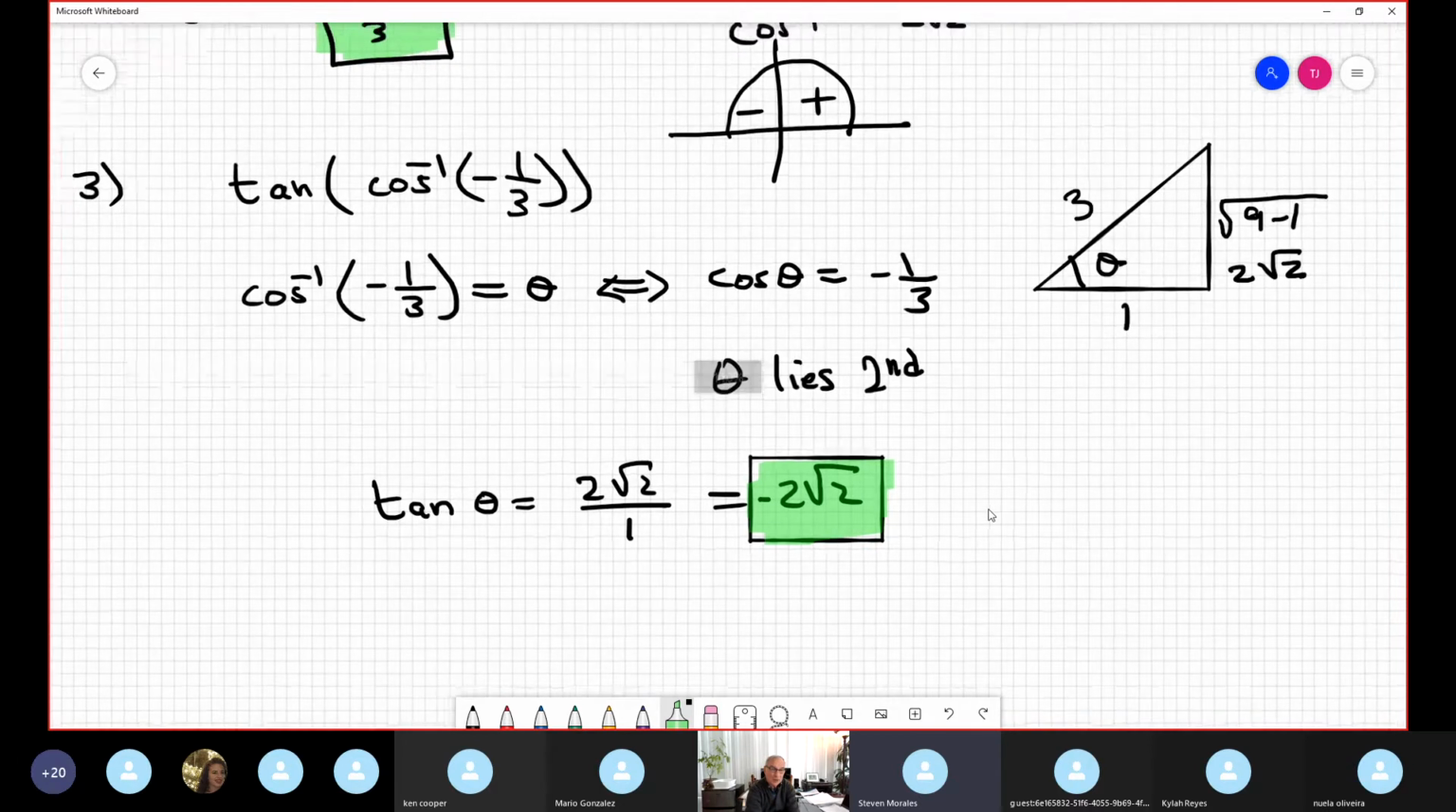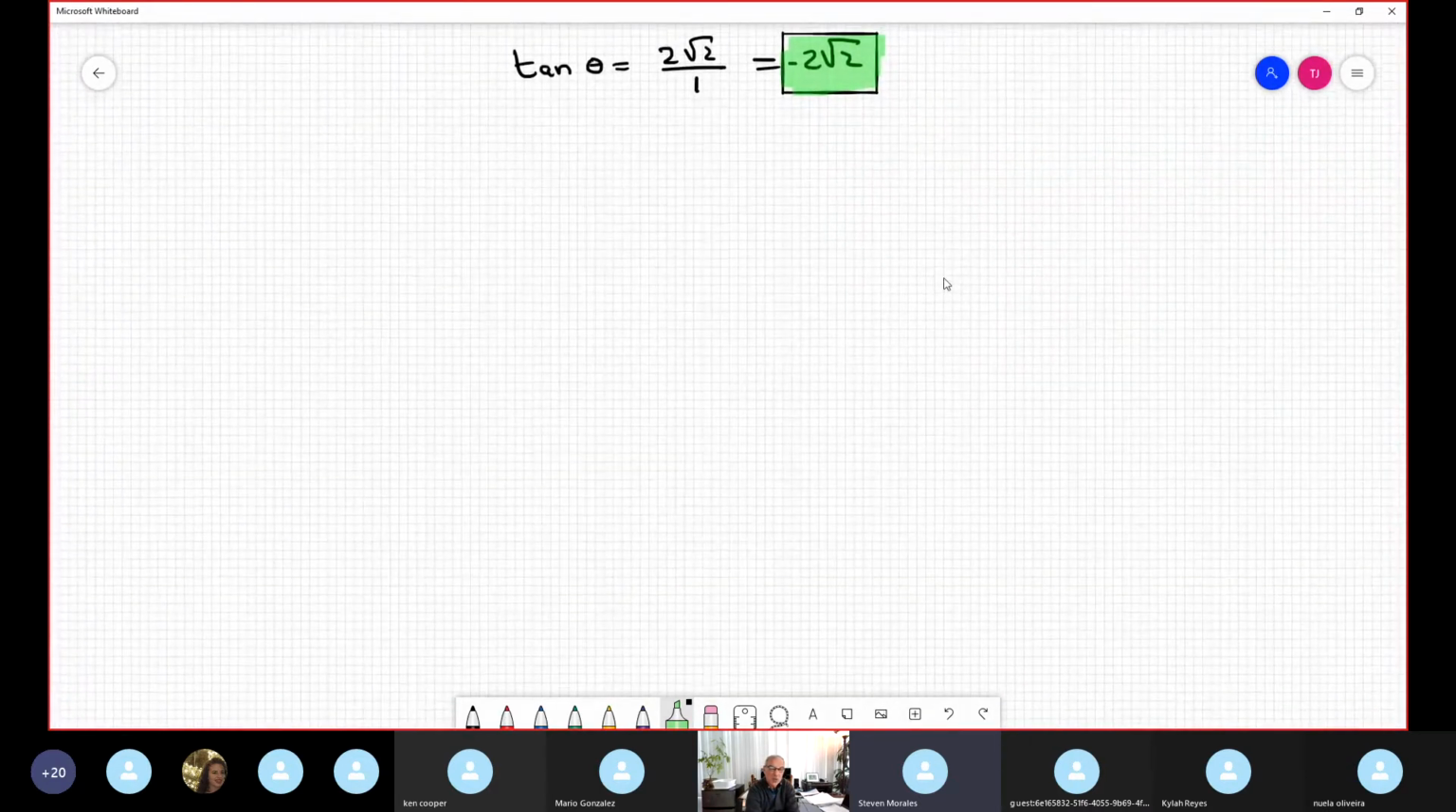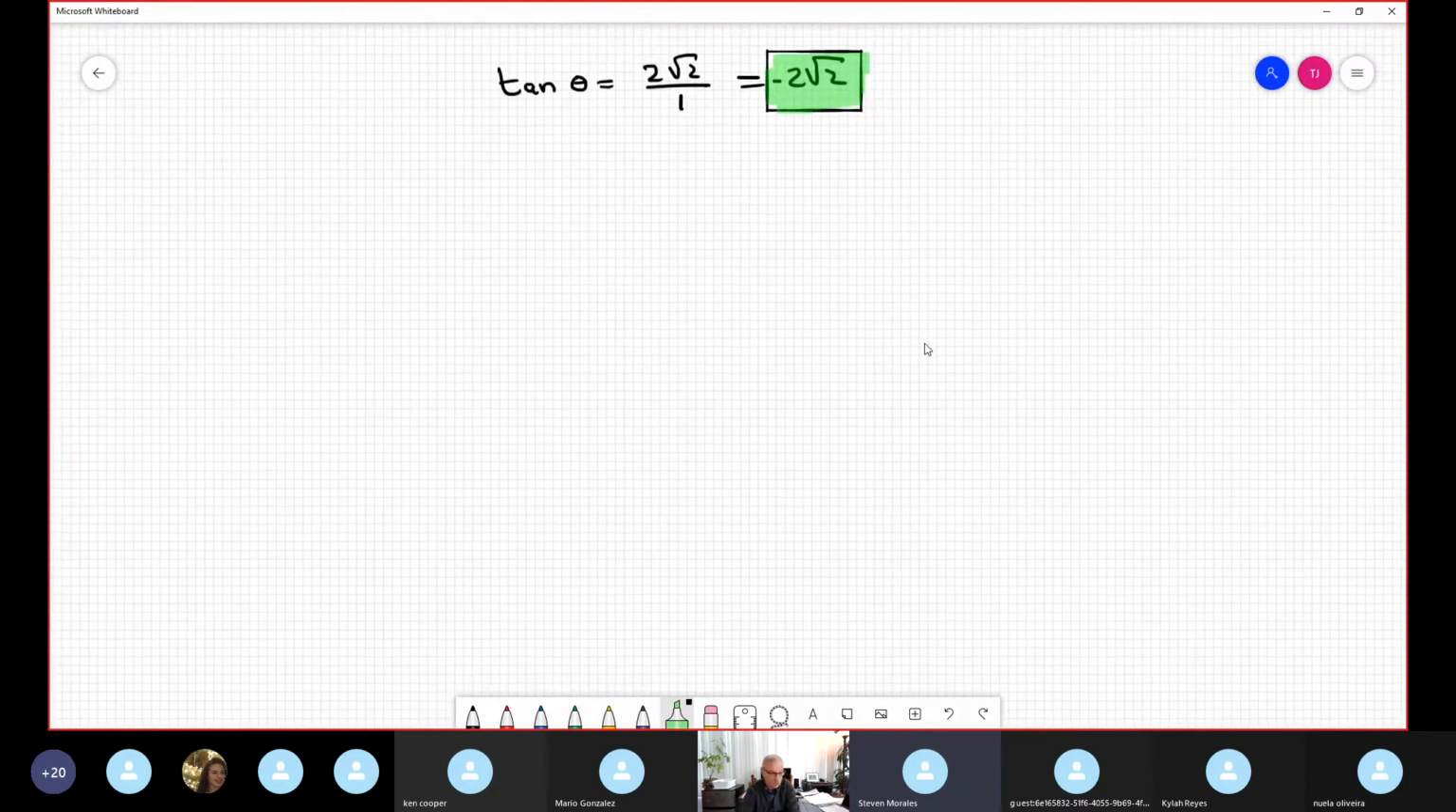Guys, the thing that we are studying is a combination of trigonometric functions and inverse trigonometric functions. We can compute them separately, but we put them together to complicate your life more, no? Number 4. Number 4 is cosine of sine inverse of radical 2 over 2.